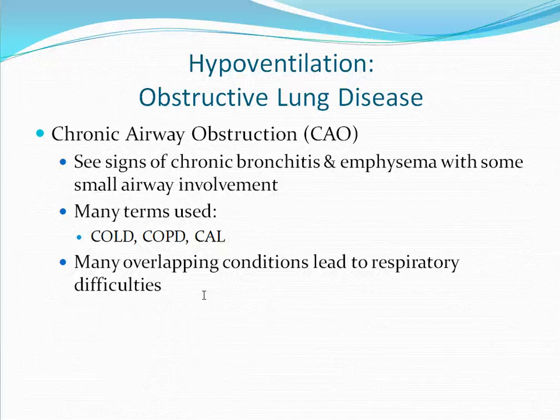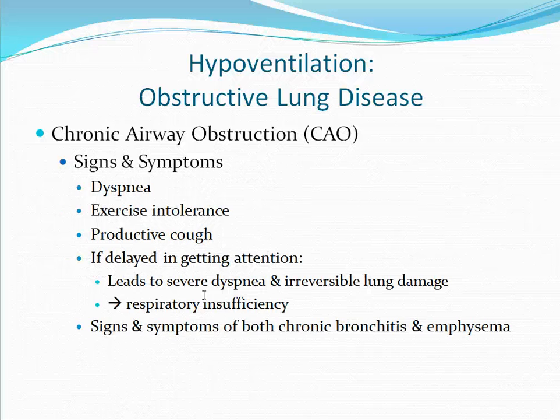The next disorder is chronic airway obstruction. Here we typically see signs of both chronic bronchitis and emphysema, as well as some small airway involvement. There are many other terms that are also used to describe it: COLD, COPD, which is probably the most common one, and CAL. Here, there are many overlapping conditions that result in the respiratory difficulties.